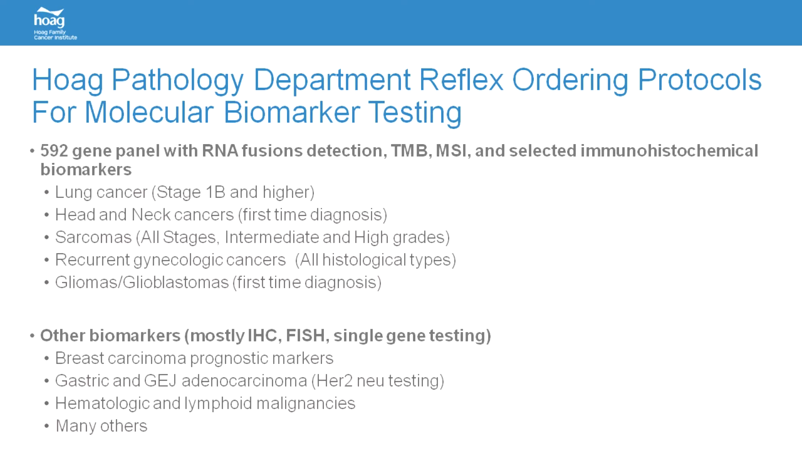We're doing this as a reflex when we get the specimen in the pathology department. We're doing that for lung cancers, head and neck cancers, sarcomas, recurrent gynecologic cancers, as well as glial-based neoplasms such as glioblastoma. We're also using a variety of other biomarkers, mostly immunohistochemistry, fluorescence in situ hybridizations, and some single gene testing in a variety of cancers such as breast cancer, GE junction cancers, and some of the hematologic malignancies as well.